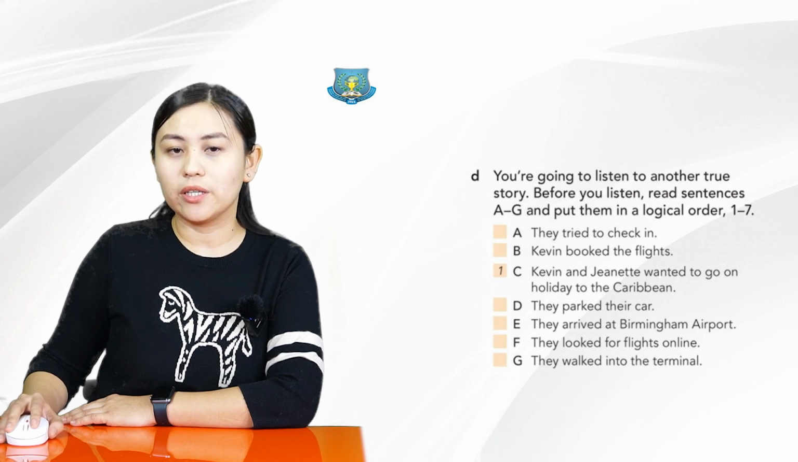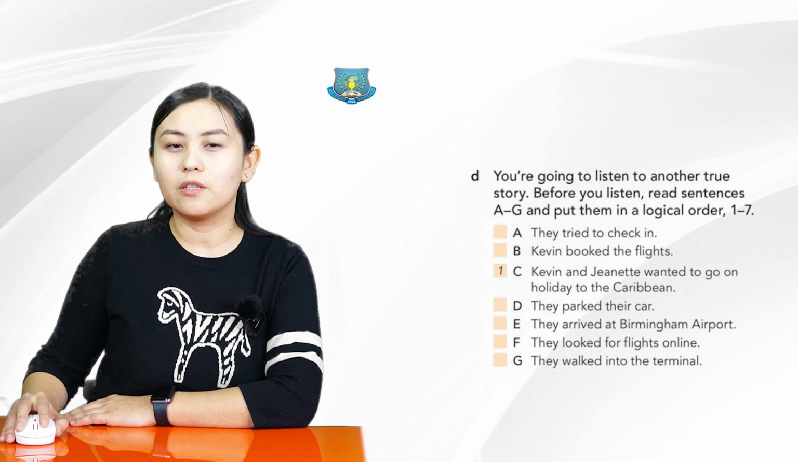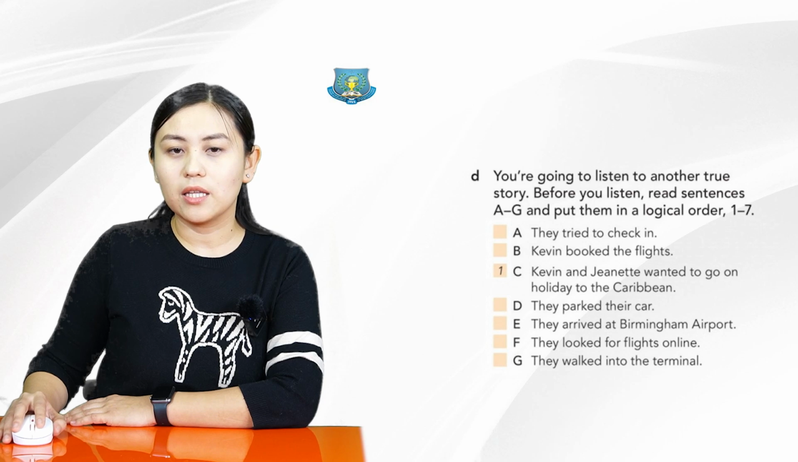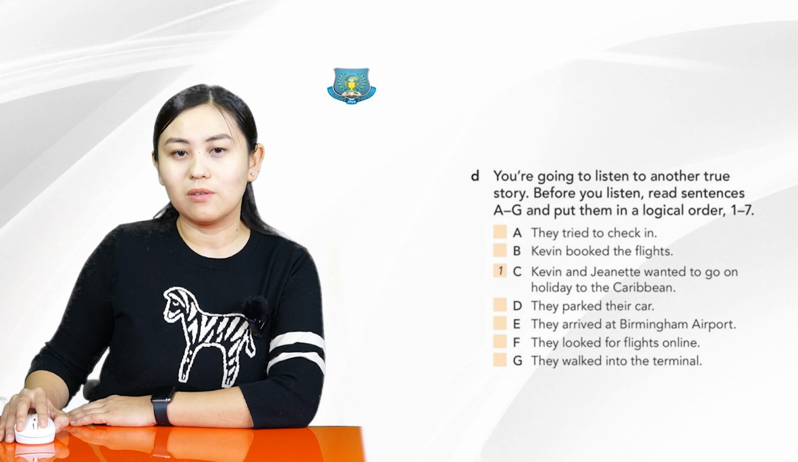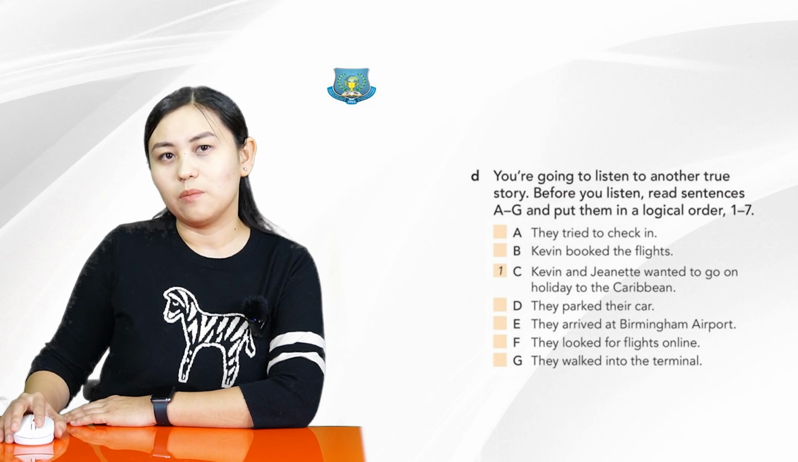They tried to check in. Kevin booked the flights. Kevin and Janet wanted to go on holiday to the Caribbean. They parked their car. They arrived at Birmingham Airport. They looked for flights online. They walked into the terminal.